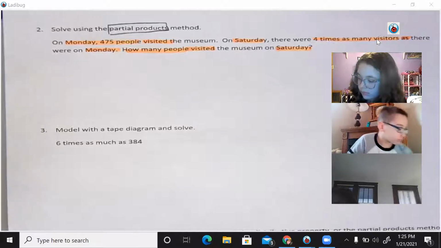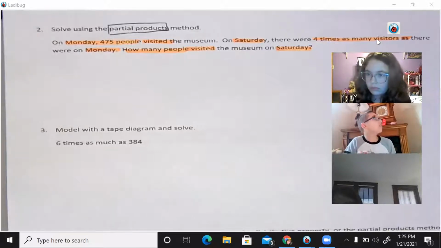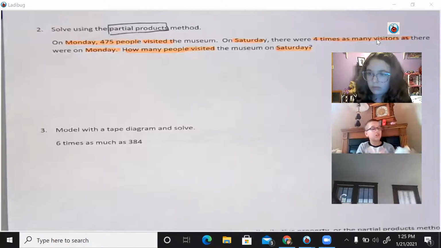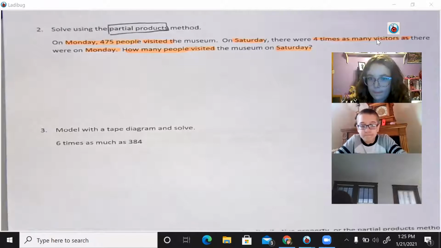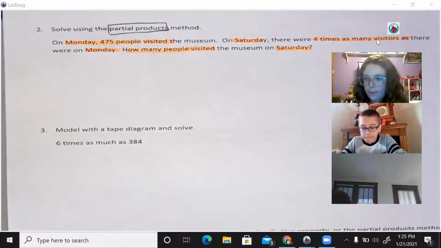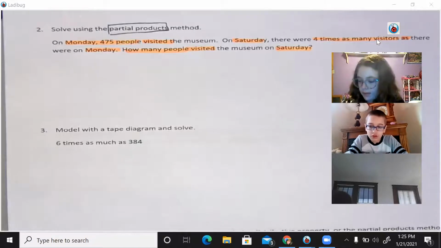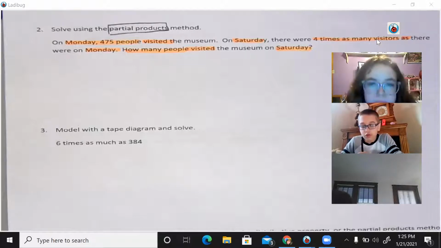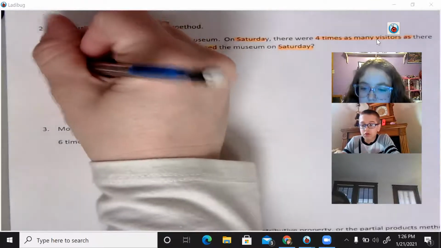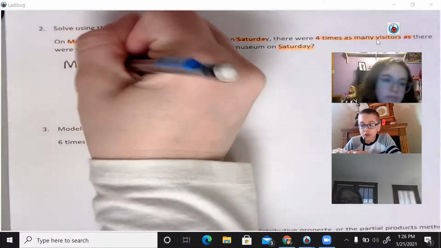So Izzy, if you look at the problem, can you read through it and find a number of how many people were there on Saturday? 4 times as many visitors. But does it give you an actual number? No. This is what I love about math. This is what makes me a math geek. This is the stuff that gets me really excited. It's like solving a puzzle or a problem. They give us some information and we need to figure out what we can use. So let's take some notes. Noah, what do we know about Monday?